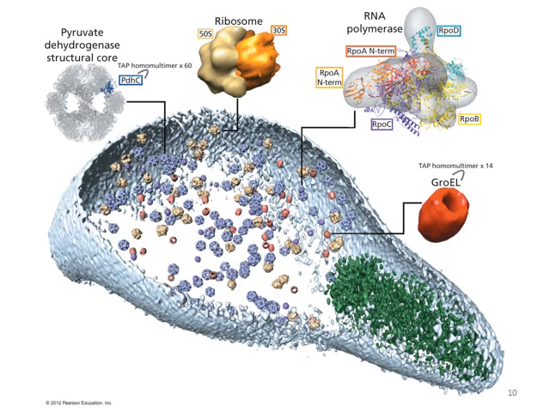So this is an example of some of the big protein complexes that are observed in a prokaryotic cell like E. coli. Starting with the leftmost area, we have pyruvate dehydrogenase structural core, which is a homomultimer with many subunits. Many ribosomes found throughout the cytoplasm of the E. coli needed for protein synthesis.